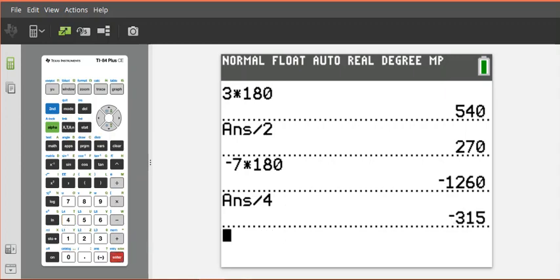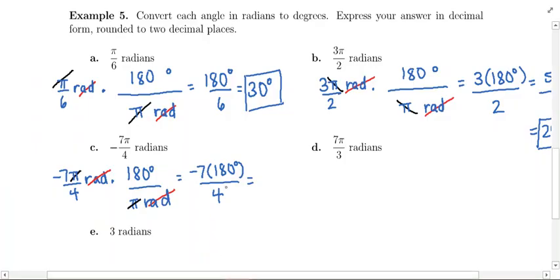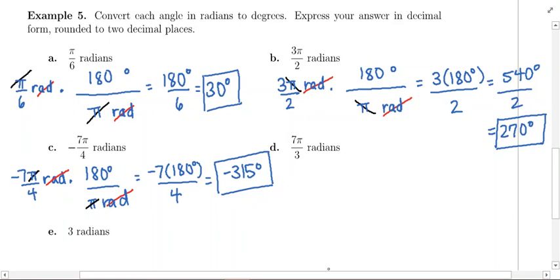Okay, so this is going to give us negative 315 degrees. Remember, if you have a negative angle in radians, it's going to stay negative if you convert it to degrees.